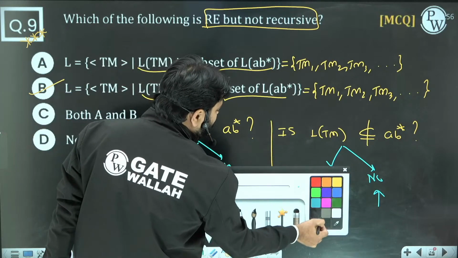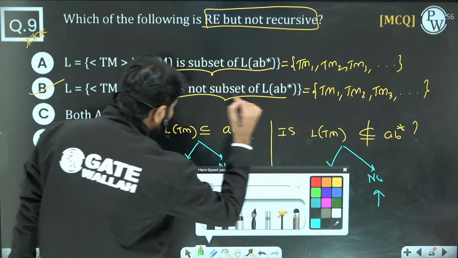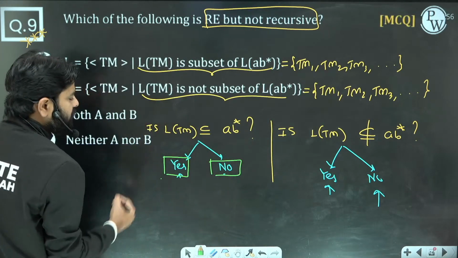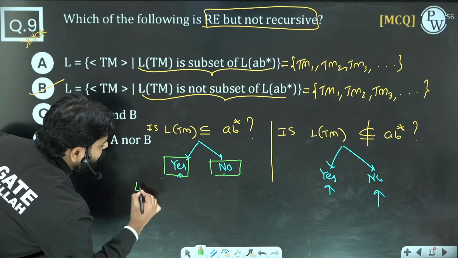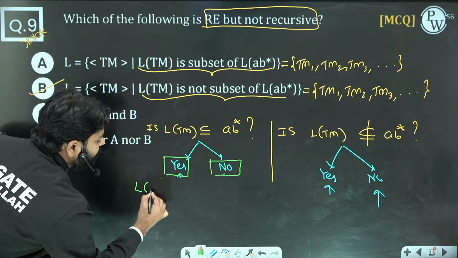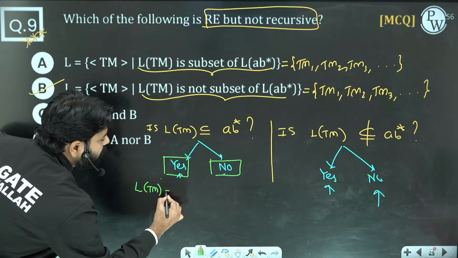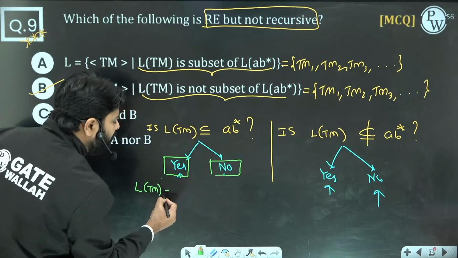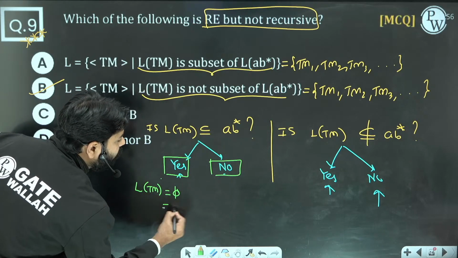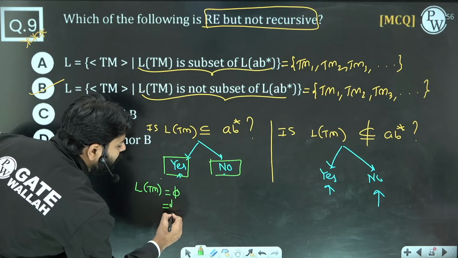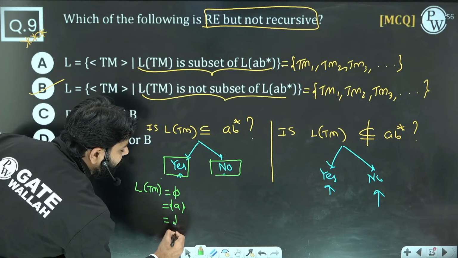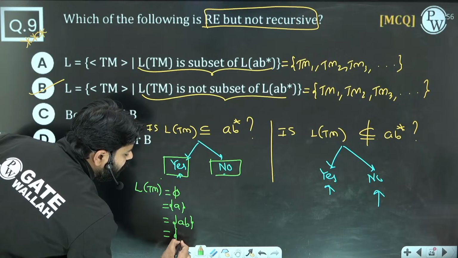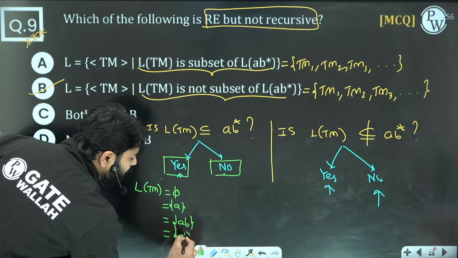Okay, let's come to the point. Now this one, what do you mean by yes? What do you mean by no? Yes means the language L of TM might be, very simple, right? It might be a subset of this, might be equal to phi, or equal to maybe only A, or maybe AB, or maybe AB star. We don't know exactly.